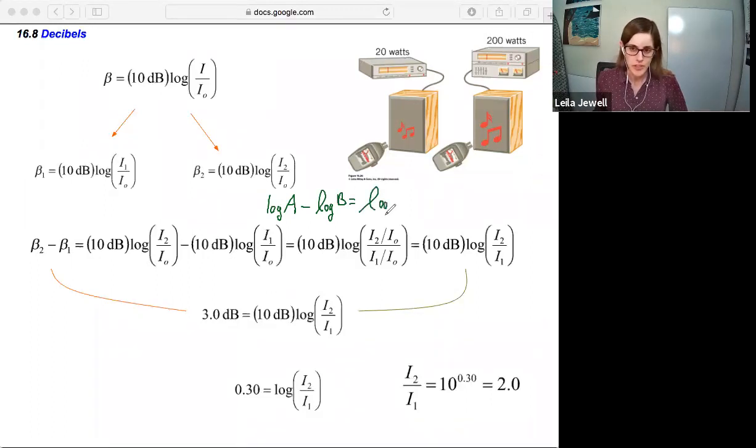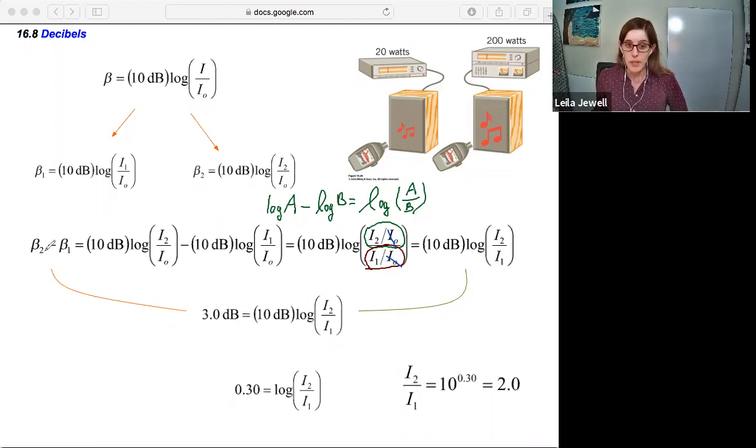And this is really what we've already done, but if it's an easier way for you to think about, then that's great. If you're already happy with what we did, you don't need to worry about this too. So log of A divided by B. And that's what was done here, right? The 10 decibels stayed out in front. It sort of got factored out of this. And then we subtracted log I2 over I0 minus log of I1 over I0. So this is our A, I2 over I0, divided by B, I1 divided by I0. And when we divide these, it turns out that the I0s cancel, which is what we also had already seen, and we're left with just 10 decibels times log I2 over I1.